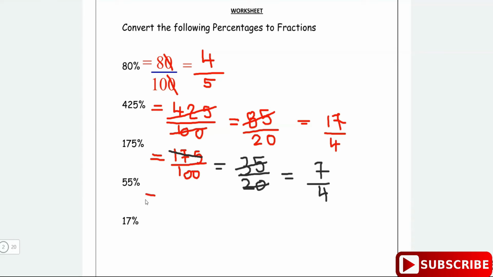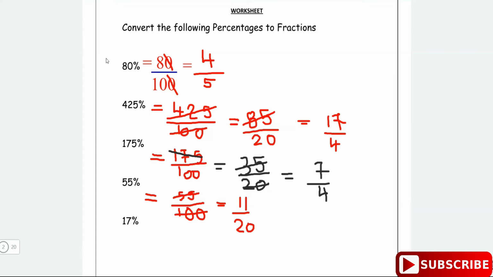55%. To convert 55% to a fraction, it is 55 over 100. Then we're going to ask ourselves which number we can use to simplify this. That is 5. 5 into 55 goes 11 times, and 5 into 100 goes 20 times. So that is 11 over 20. Easy.